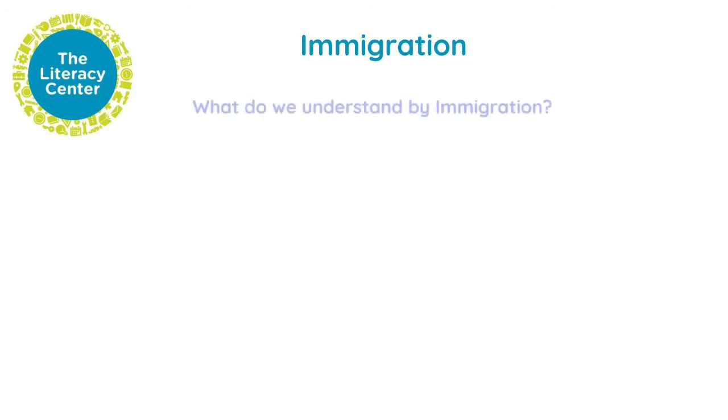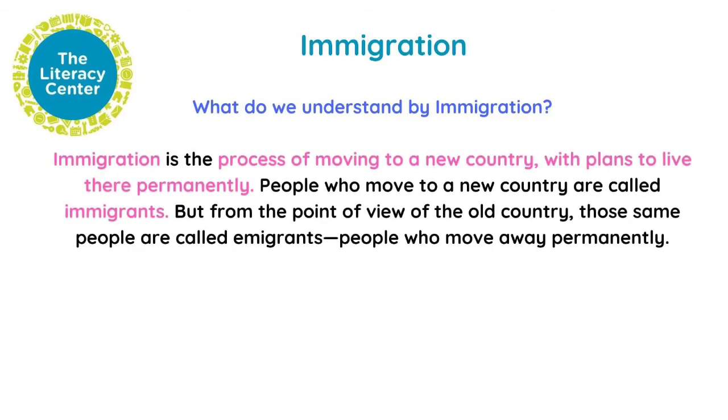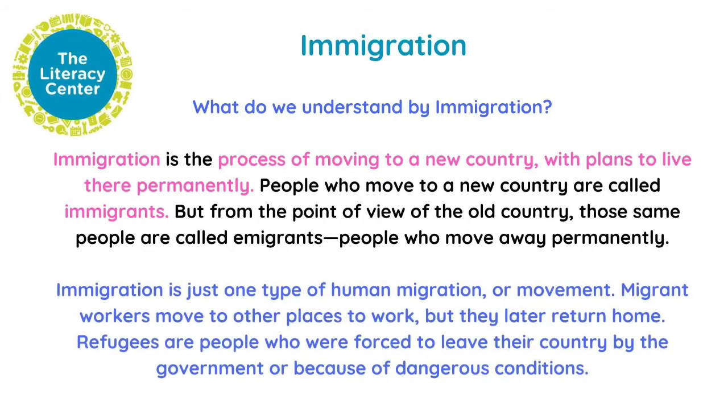So, what do we understand by immigration? Immigration is the process of moving to a new country with plans to live there permanently. People who move to a new country are called immigrants. But from the point of view of the old country, those same people are called emigrants, people who move away permanently. Immigration is just one type of human migration or movement.